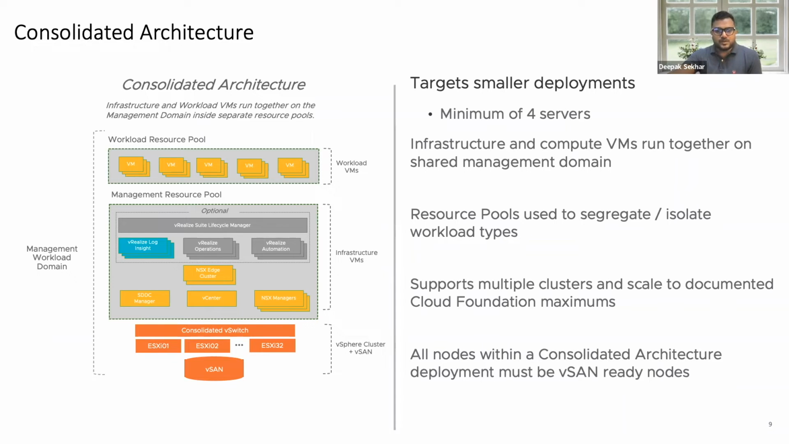As you add additional hosts to a Cloud Foundation system deployed on a consolidated architecture, you can convert to the standard architecture by creating a VI workload domain and moving the user workload domain VMs from the compute resource pool to the newly created VI workload domain. After moving these VMs, you may need to update the shares and reservations on the compute resource pool in the management domain.